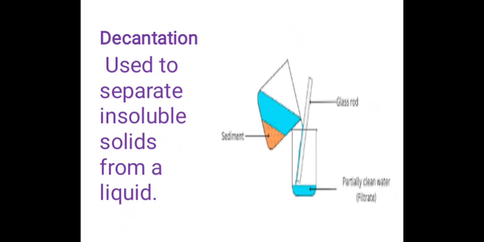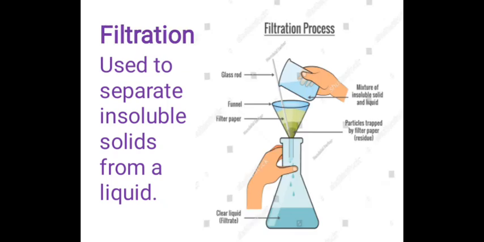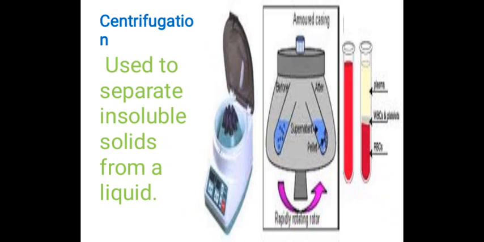Decantation is used to separate an insoluble solid from a liquid. You can see the sediments, you can see the partially clear water, the filtrate, and the residue is left inside the container. Now let's look at filtration, used to separate an insoluble solid from a liquid. You can see the filtration process in the diagram. Centrifugation is used in hospitals, used to separate an insoluble solid from a liquid.